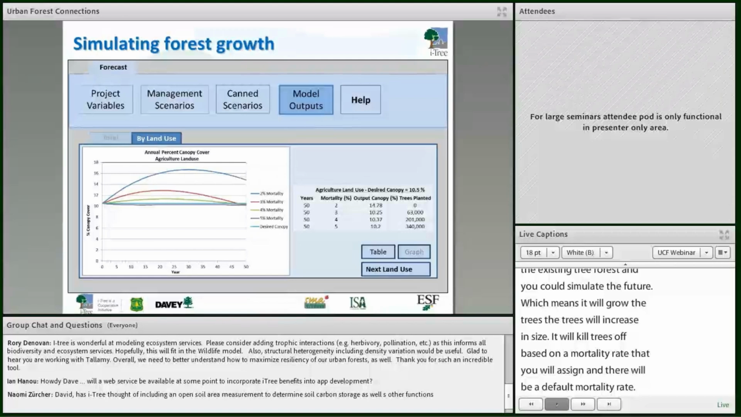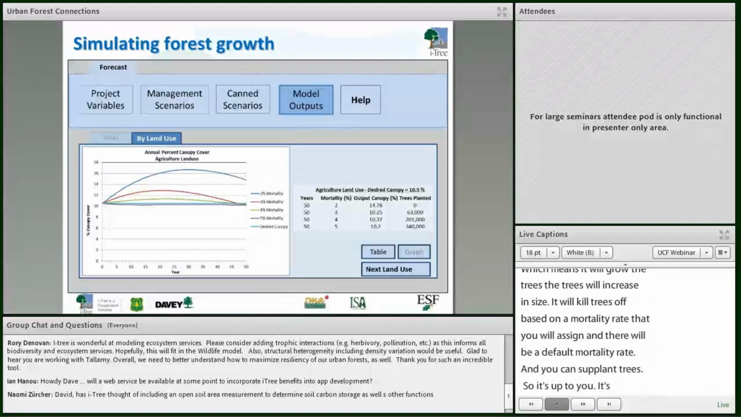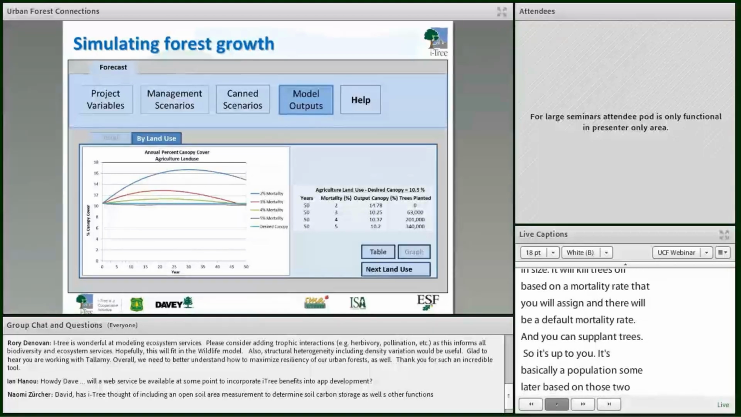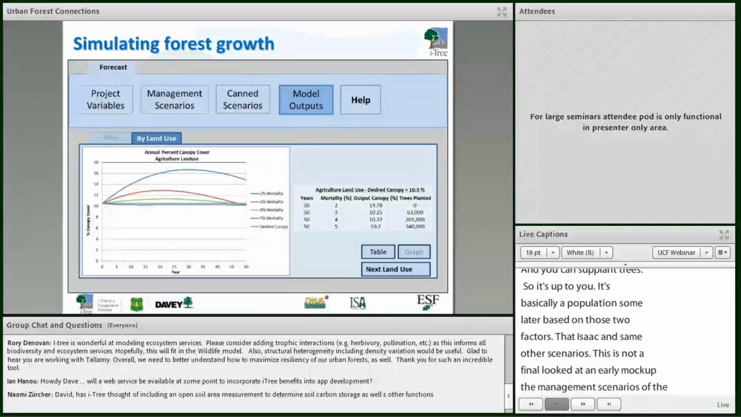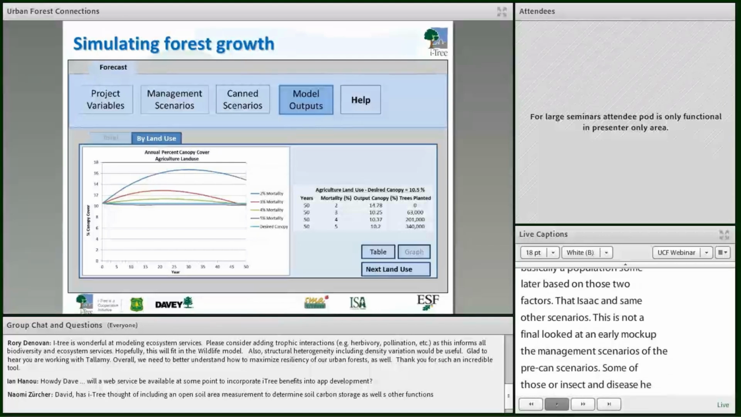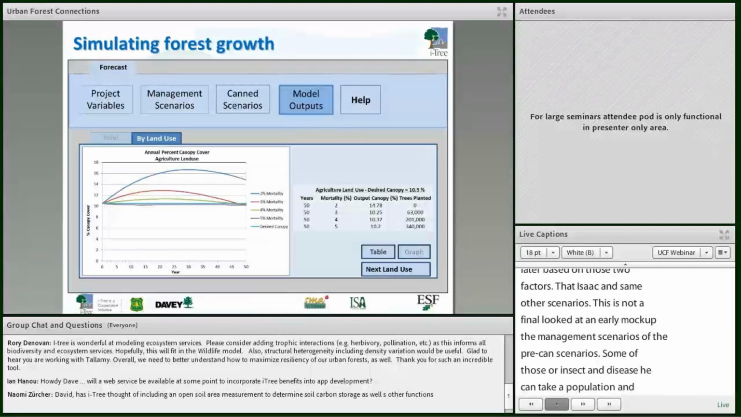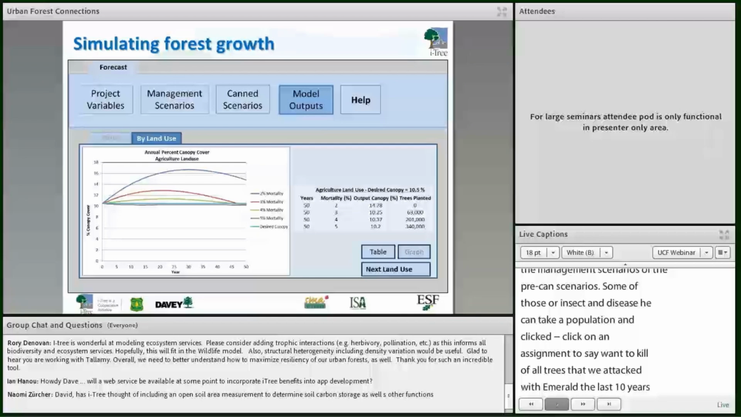There are, as you can see, canned scenarios. This is not the final look. This is an early mock-up. And management scenarios. So we're trying to do pre-canned scenarios. And some of those are insects and diseases. So you can take your population and click emerald ash borer and assign that to say, I want to kill off all trees that will be attacked by emerald ash borer within 10 years. And so they're pre-canned ones that it knows. There are, I think, 31 insects in there. It knows what it attacks, and you can assign a mortality rate to that.